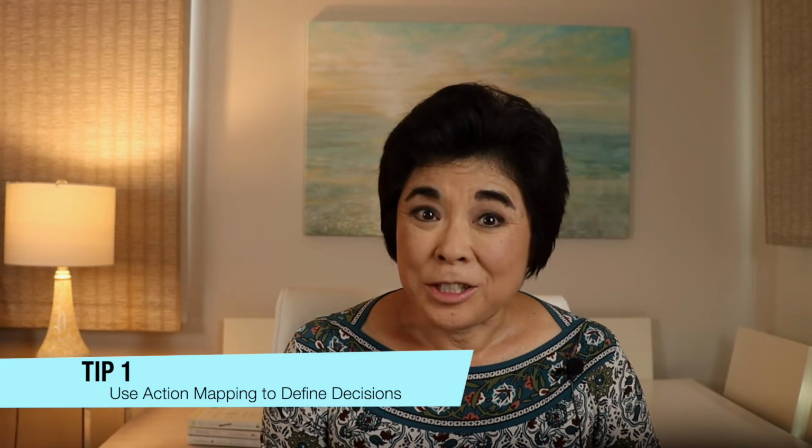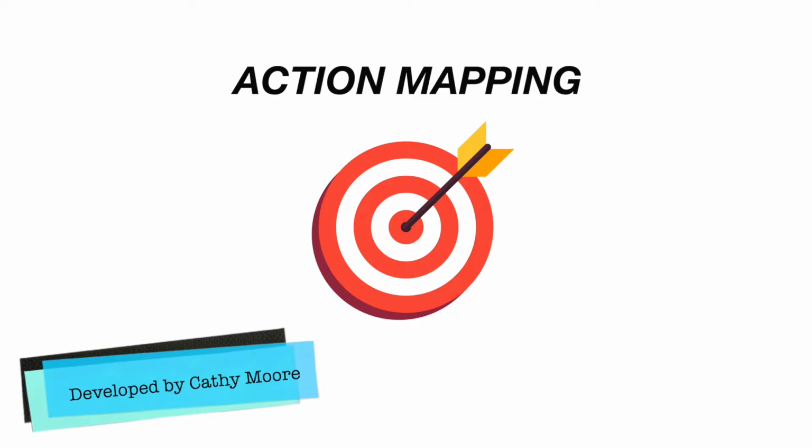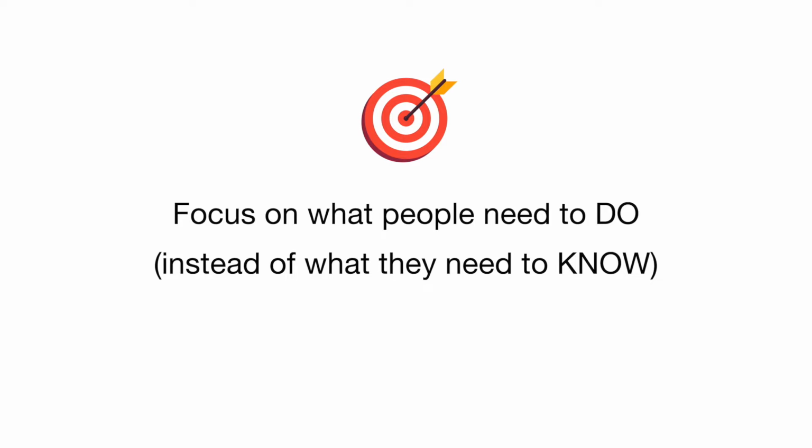Tip number 1, use action mapping to define decisions. Action mapping is a strategy developed by master instructional designer Kathy Moore. This strategy helps you get to the heart of the business problem so you can create training solutions that get real results. With action mapping, you focus on what people need to do instead of what they need to know. I've found that holding an action mapping session with stakeholders is one of the best ways to come up with meaningful decision points in a branching scenario.